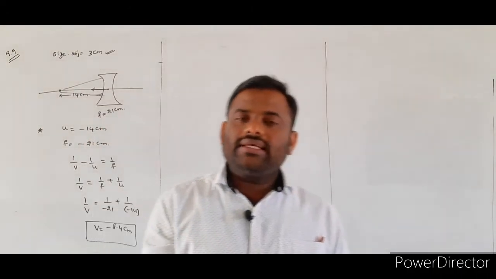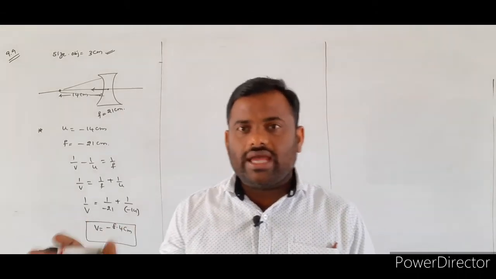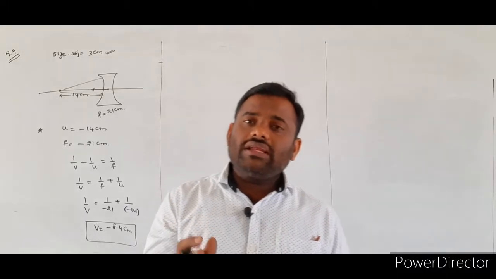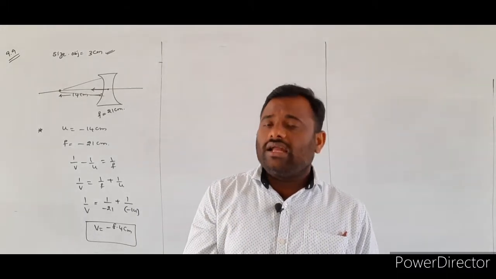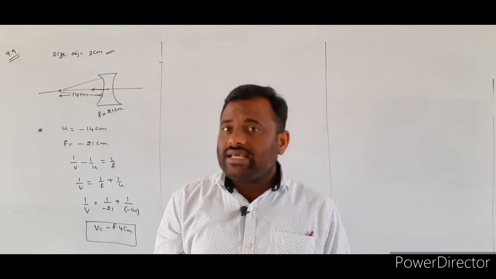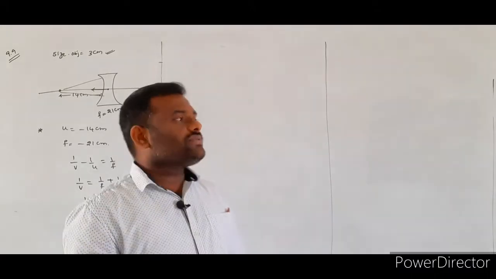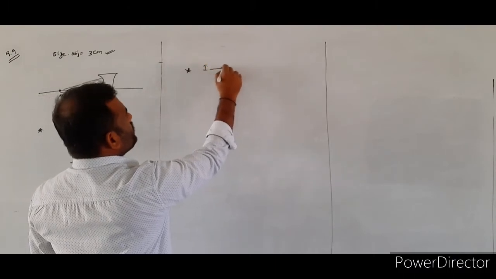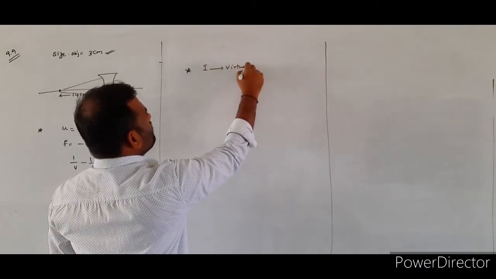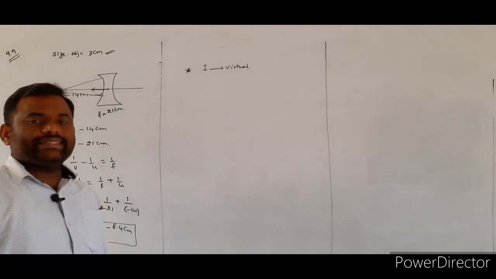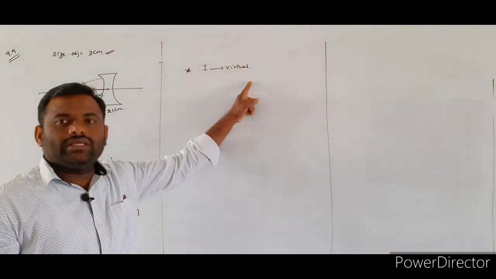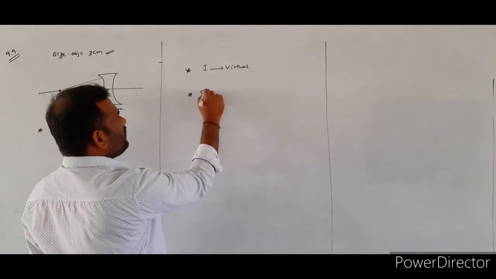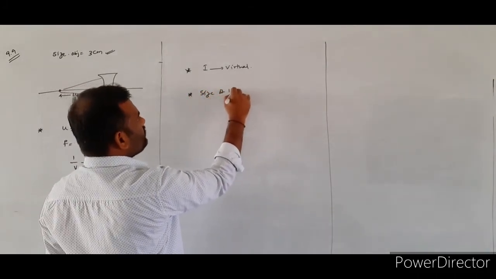Means the image is also produced on the same side. So whenever a given lens forms the image on the same side as the object was placed, the nature of the image will be virtual. Which type of image will be formed by the concave lens? In this case, the image will be virtual. Next, we are going to discuss the size of the image.